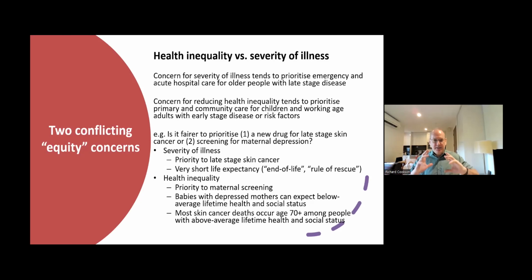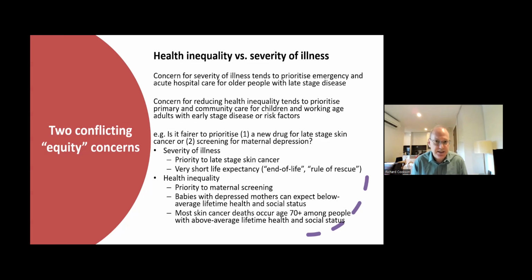Okay, now this is interesting. This is the equity trade-off that can sometimes happen with health inequality. So classically, you've got two different concepts of equity in the health technology assessment, trials type area. You've got health inequality that I've been talking about, and you've got severity of illness. Now, these things can go in different directions. So severity of illness tends to prioritize emergency and acute hospital care for older people with late stage disease. Okay, you're severely ill when the disease is at the late stage.